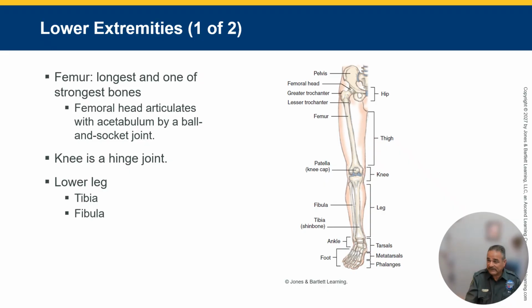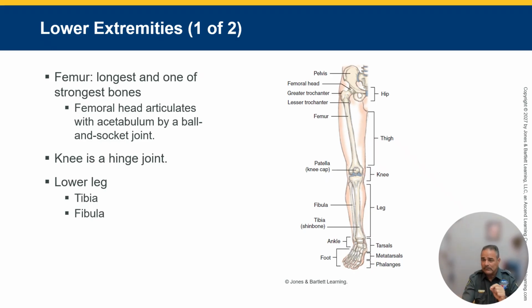Lower extremities, there you go. We've talked about this already. The femur is the longest and one of the strongest bones in the body, period. If you have a broken femur, there's a lot of kinetic energy that caused that. The femoral head articulates within the acetabulum, like we were talking about earlier, as a ball and socket joint. Do not forget that because you'll see test questions about that.